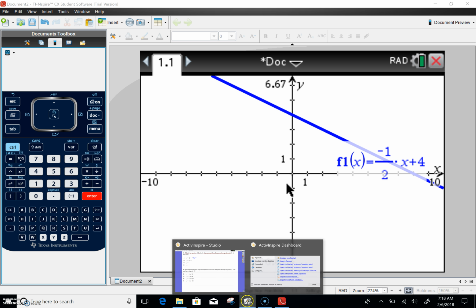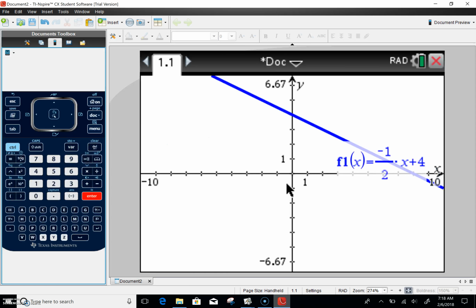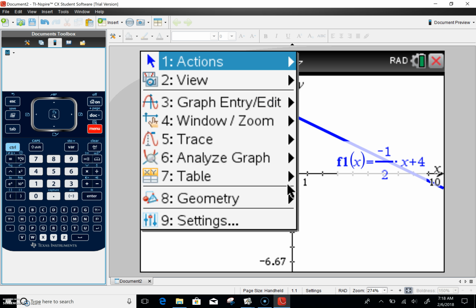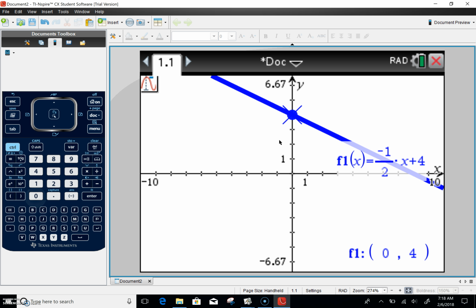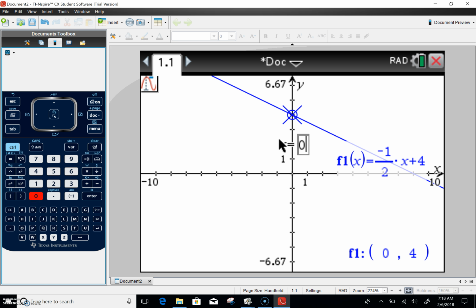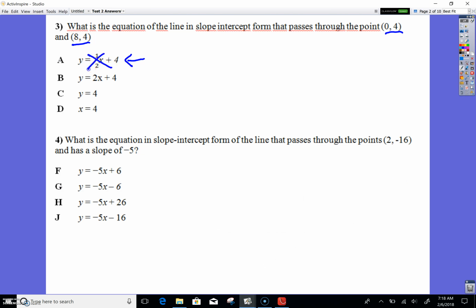Now, what I'm going to do is check my 2 points, 0, 4 and 8, 4. Menu, trace, graph trace, 0, 4. See, 0, 4, that's good. But now I want 8, 4. 8, enter. See, 8 is 0, so that's not correct. I want 8, 4. So that's not correct.